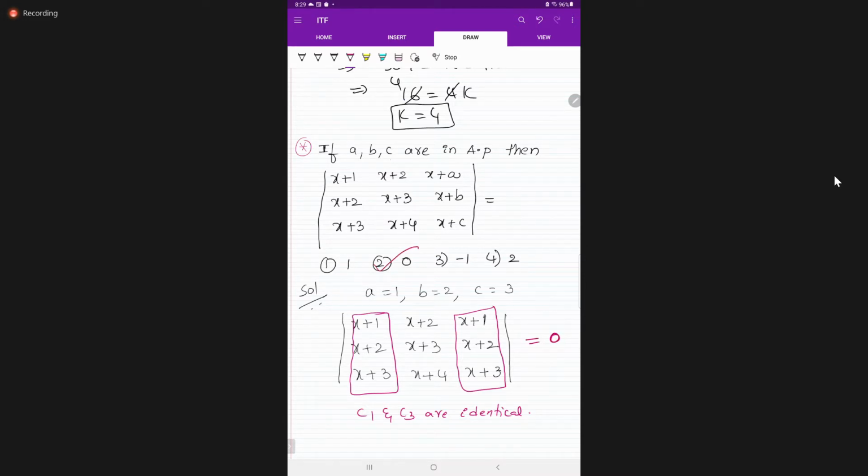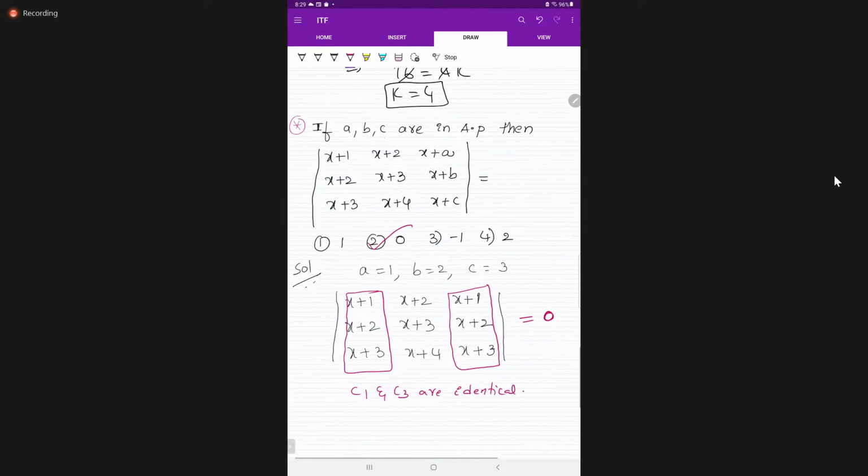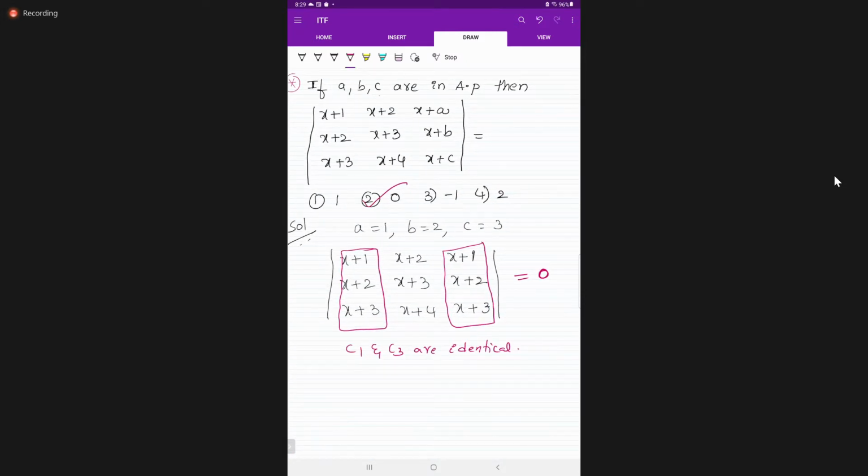Any doubt, students? Please respond. Ma'am, that's only because you take it as 1, 2, 3. What if you change a, b, c values? You take a as 1, b as 5, and c as 9. AP is given, no? Yes, ma'am. 1, 5, 9, that's also an AP. You don't think like that. a, b, c are in AP means, so tell me what numbers you are taking? 1, 2, 3 and so on, only, no? Actually you are taking.